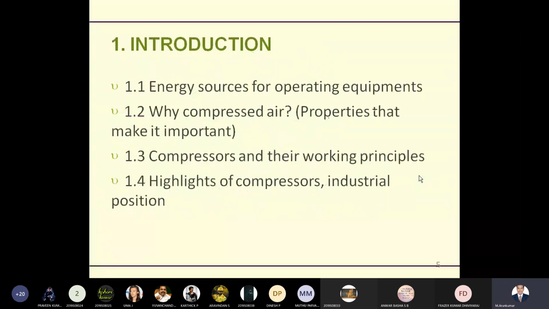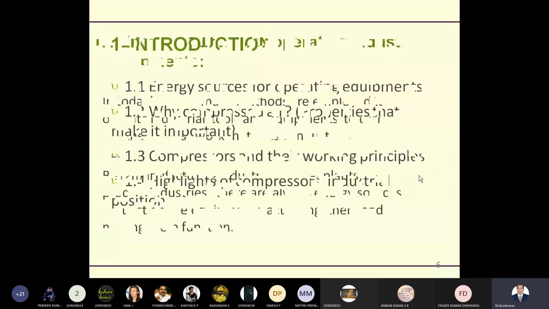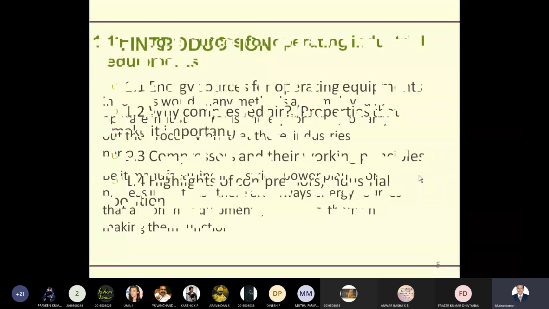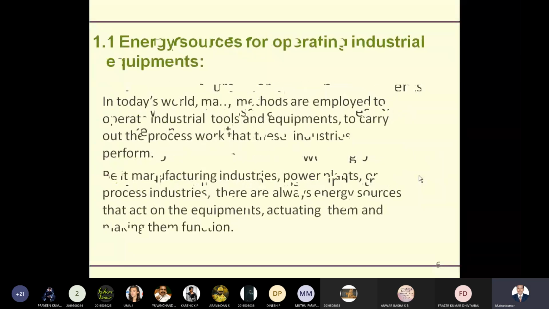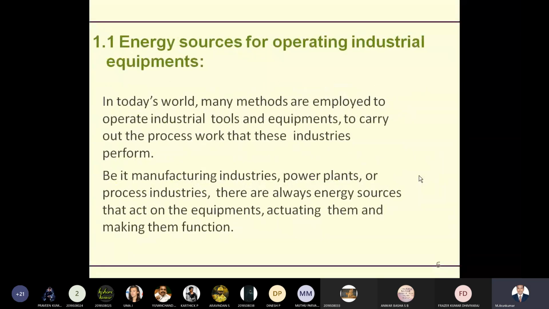Then an introduction to the compressors. We will look at the energy sources for operating equipment, why compressed air is used for operating equipment, the properties that make compressed air important, compressors and their working principles, and highlights of compressors in industrial applications. So these topics we are going to look at in this class. First, the energy sources for operating industrial equipment.